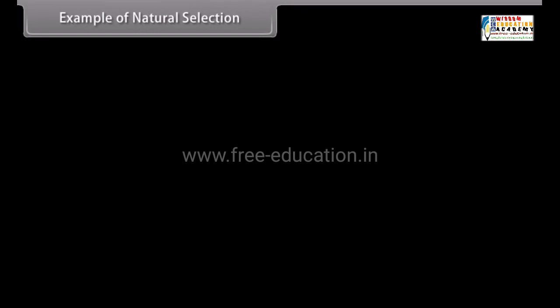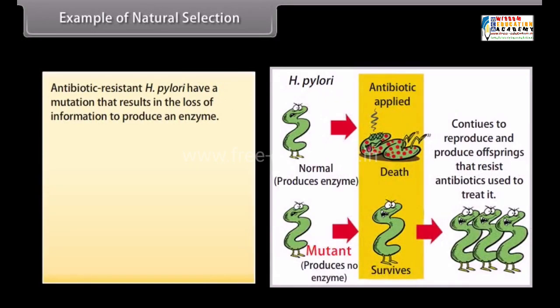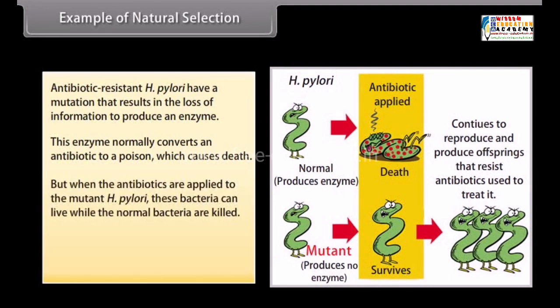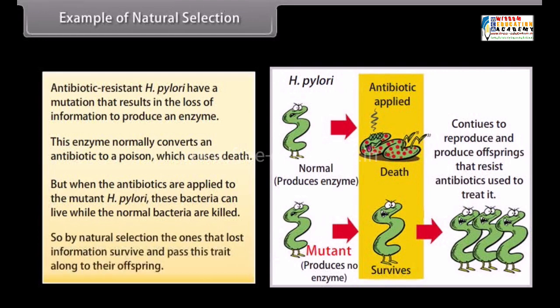Example of natural selection. Antibiotic-resistant H. pylori have a mutation that results in the loss of information to produce an enzyme. This enzyme normally converts an antibiotic to a poison, which causes death. But when the antibiotics are applied to the mutant H. pylori, these bacteria can live while the normal bacteria are killed. So, by natural selection, the one that lost information survives and passes this trait along to their offspring.